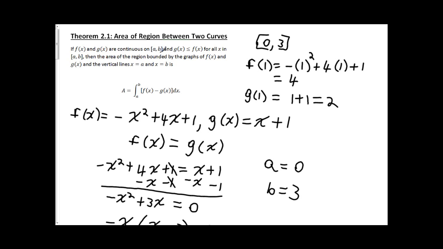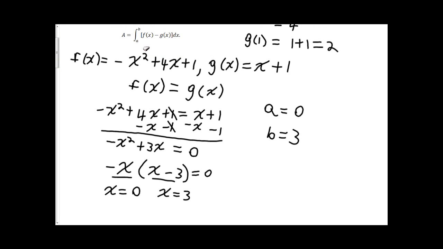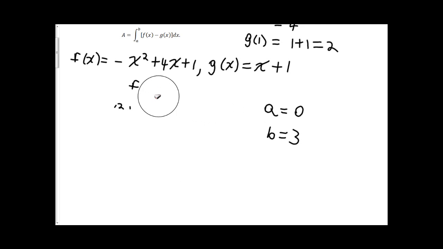The area of the region bounded by the graph of f and g, and the vertical lines x equals a, which would be x equals 0, and x equals b, which would be x equals 3. The area between those curves is given by this. Area is equal to the integral from a to b, or from 0 to 3, of f of x minus g of x dx. So let's go ahead and calculate this area. All right, let's get rid of these calculations that we used to find a and b. And now we're going to find the area using this formula here.